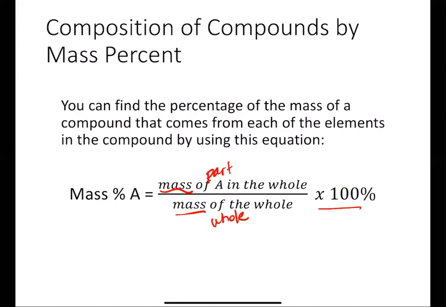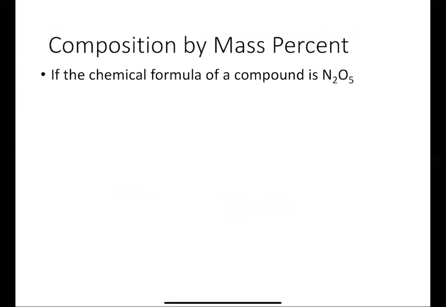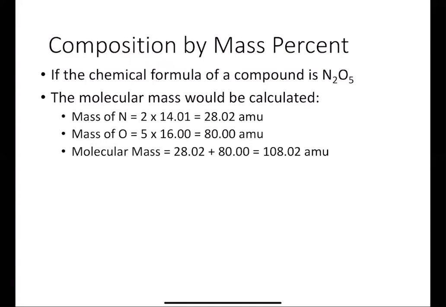Okay, so let's do a real problem. We'll just show you an example here. All right, so we have N2O5, which by now you know how to name as dinitrogen pentoxide. We know it's N2O5. We can calculate the molecular mass. That's the mass of 1 molecule, okay? And that would be, because we're adding up 2 N's and 5 O's here, okay? So we're adding those up. We get 108.02 AMUs for 1 molecule of N2O5.